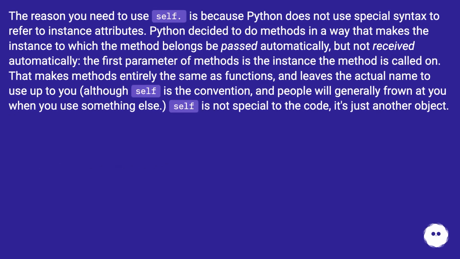The reason you need to use self dot is because Python does not use special syntax to refer to instance attributes. Python decided to do methods in a way that makes the instance to which the method belongs be passed automatically, but not received automatically. The first parameter of methods is the instance the method is called on. That makes methods entirely the same as functions, and leaves the actual name to use up to you. Although self is the convention, and people will generally frown at you when you use something else, self is not special to the code, it's just another object.